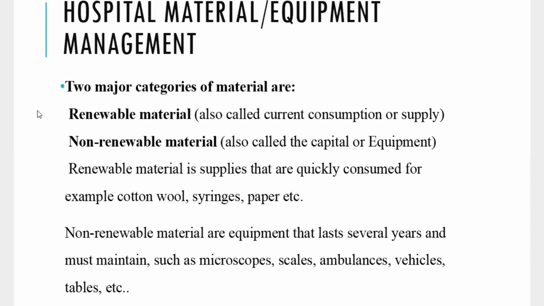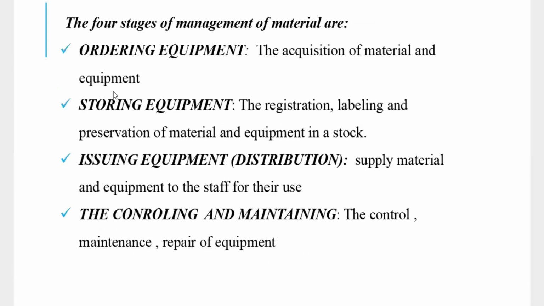capital or equipment. Renewable materials are the supplies that are quickly consumed, for example, cotton wool, syringes, papers, and others. And the non-renewable materials are equipment that can last many years and which must be maintained. An example is a microscope for laboratory, weight scales that are used to check weight, ambulances, vehicles, tables, others.